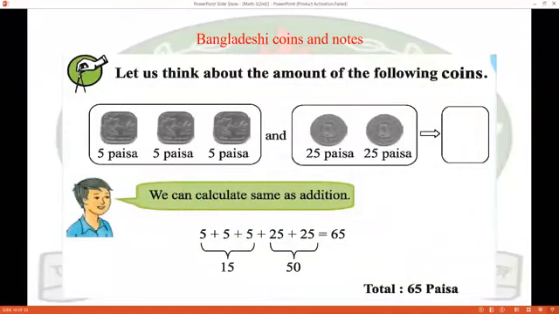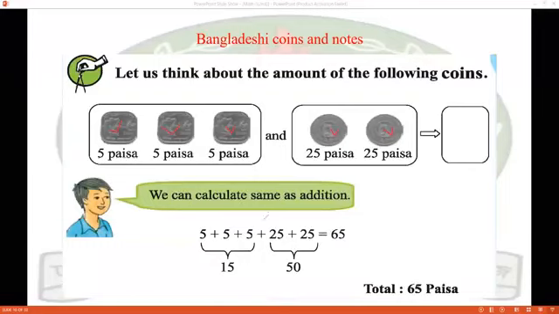So let us think about the amount of the following coins. We see that there are three 5 paisa coins, and there are two 25 paisa coins. How many will be here? You have to simply add it.